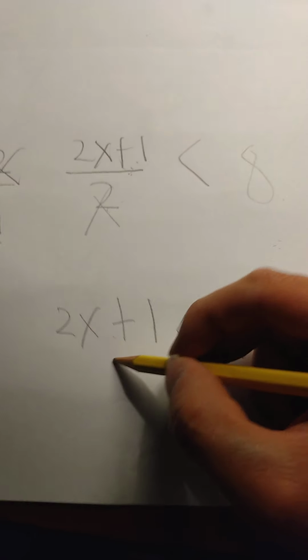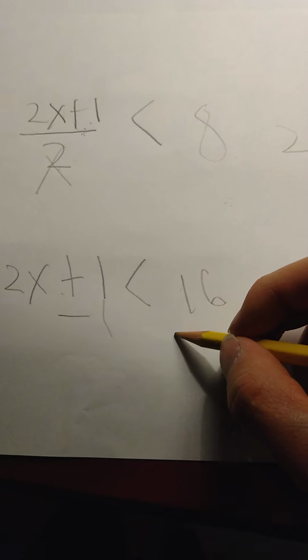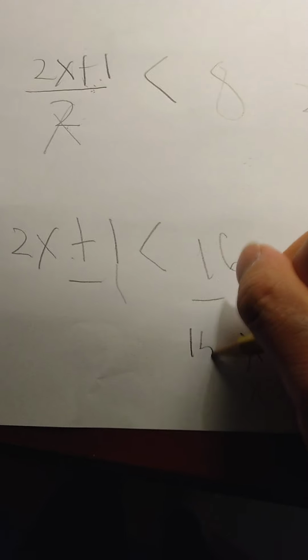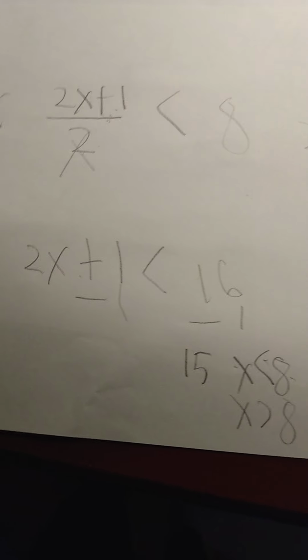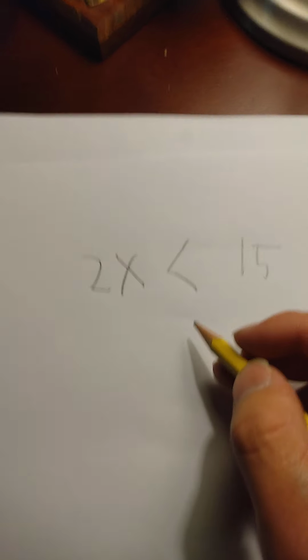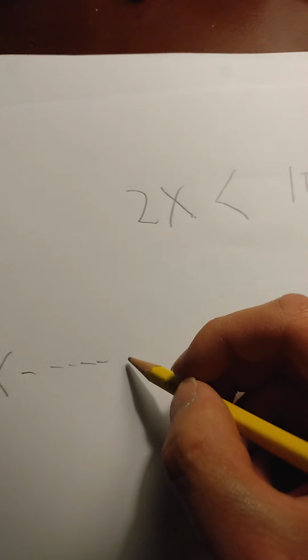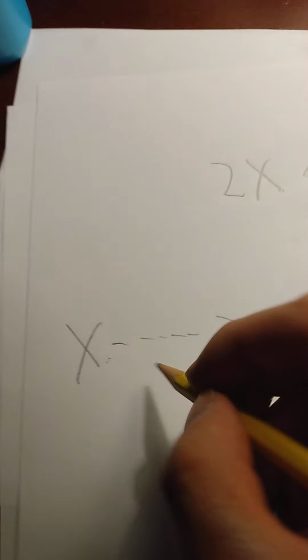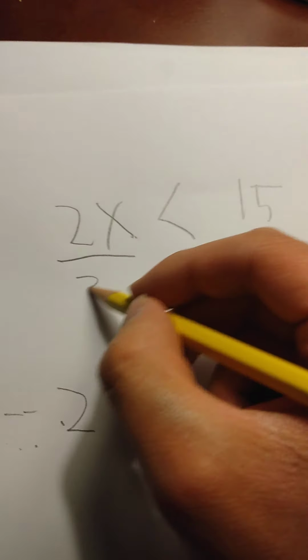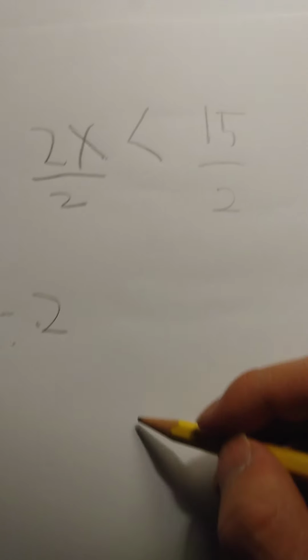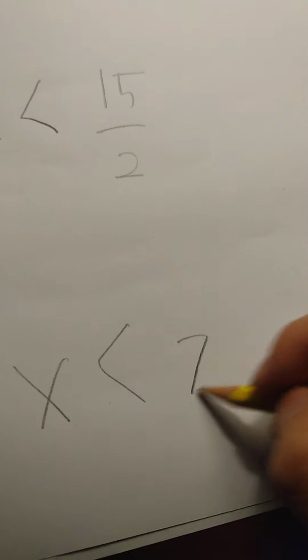Since that plus 1 is there, we have to minus that by 1. So if we minus this by 1, then we would get 15. So our new equation is 2x is less than 15. We want to isolate that x, because x has to be isolated from the 2. So x has to social distance. If we get the 2 right here and divide both sides by 2, x would be less than 7.5, because 7 plus 7 is 14, and 0.5 plus 0.5 makes 1, so 14 plus 1 is 15.